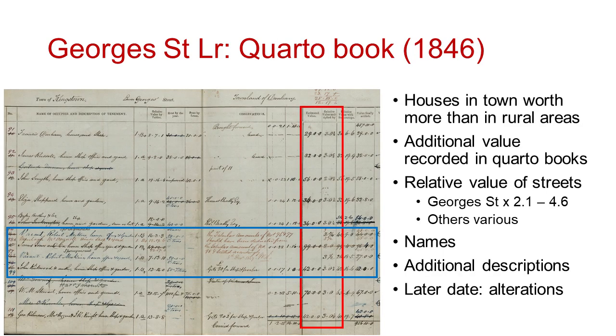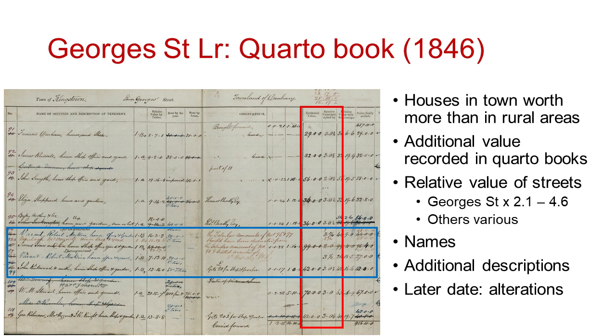And this is the Quarto book. I mentioned the Quarto book in Rathmichael, where unusually there was one. But because they knew houses in towns were much more valuable than houses in the country, the rule was you measured the house, you wrote down the quality letter of the house, and you did the calculation of the basic value of the house, which they called the valuation by tables, because it was literally worked out according to the rule.